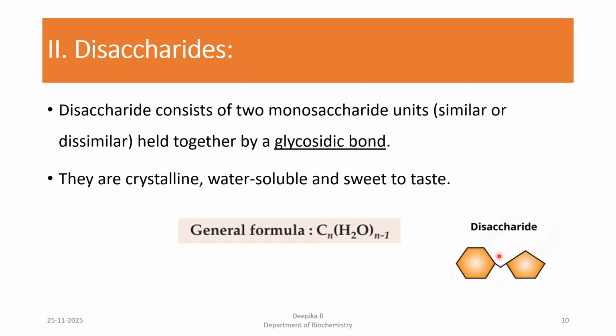They are usually crystalline in nature. They are easily water soluble and have a sweet taste. Coming to the general representation, it is CnH2n-1, also called the empirical formula of disaccharide.